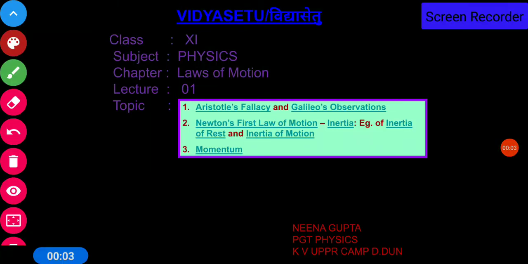Good morning to all. Today, let us start the next lesson, Laws of Motion. In this lecture, I am going to cover the following points: Newton's first law of motion, that is inertia of rest, inertia of motion, and momentum. So, let us start.